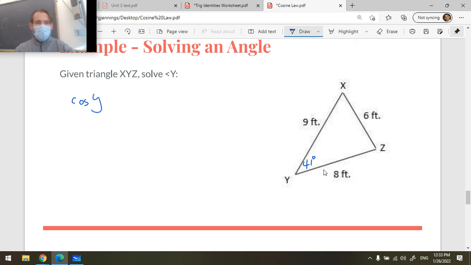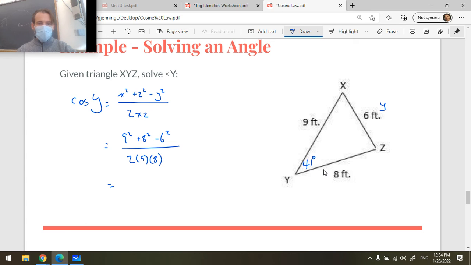Cosine of y is going to be equal to x squared plus z squared minus little y squared. Okay, this is the one that has to be minus because it's opposite that. This is side y. Okay, all divided by 2xz. Okay, so you had that when you started. If you got the right answer, then that's what you must have started with. And then that would be equal to 9 squared plus 8 squared minus 6 squared. Okay, all over 2 times 9 times 8.